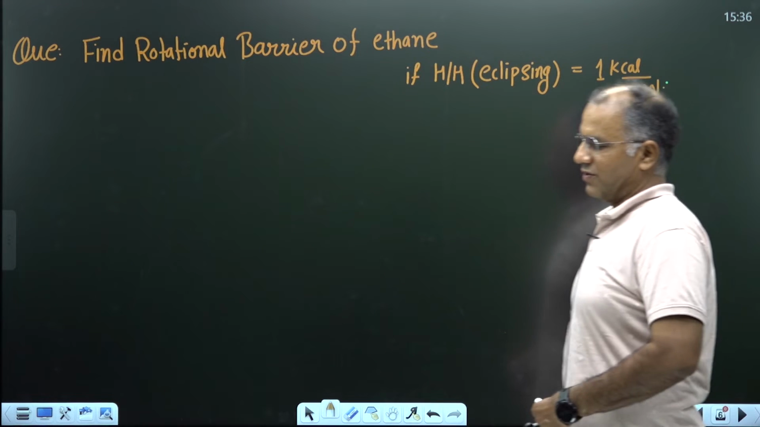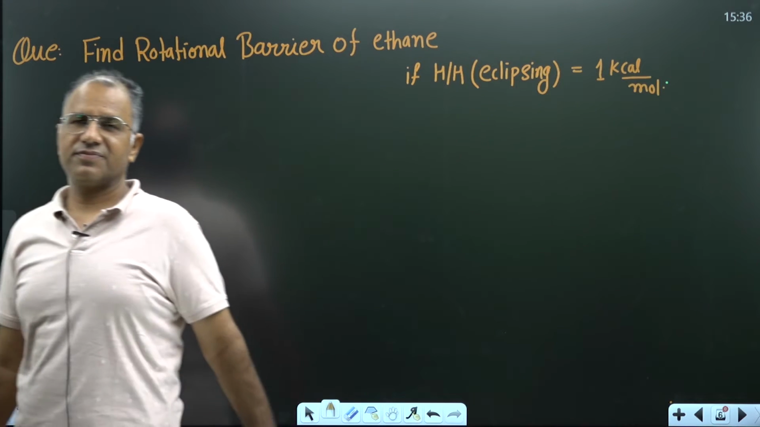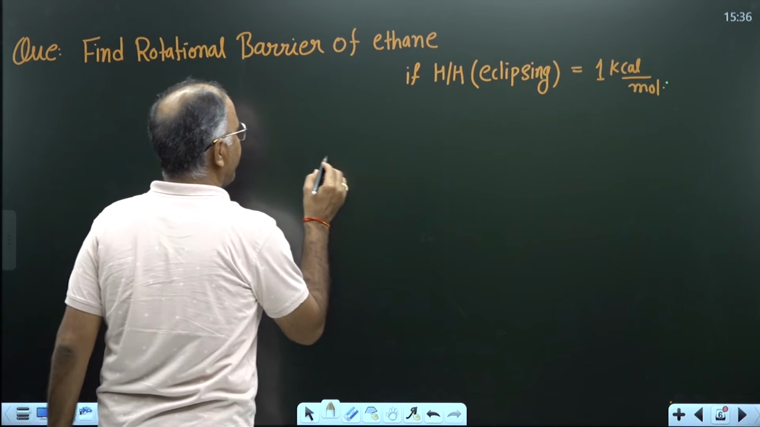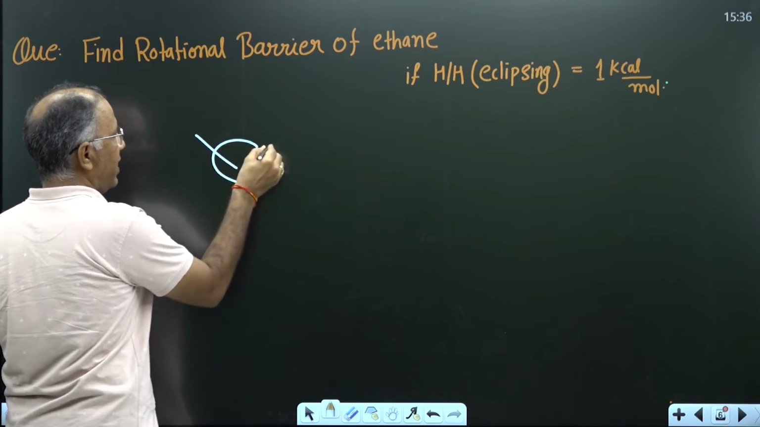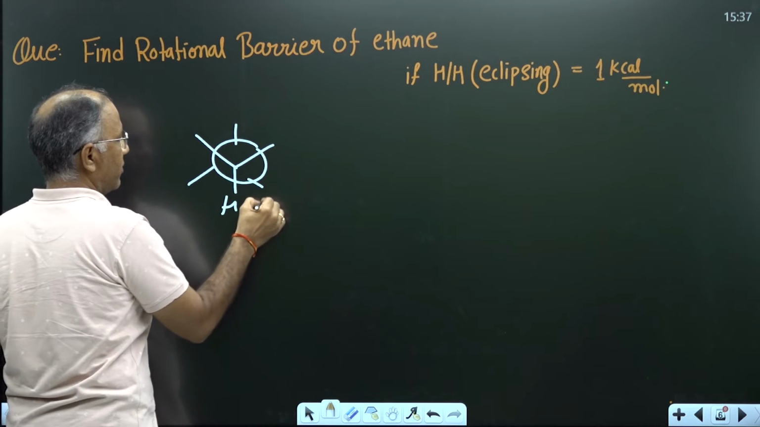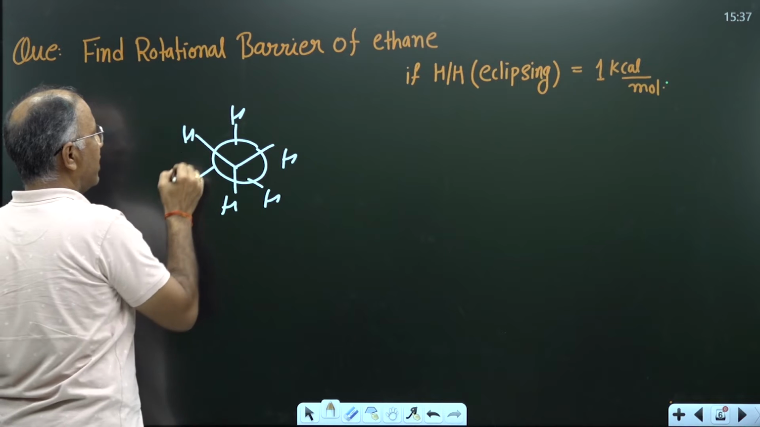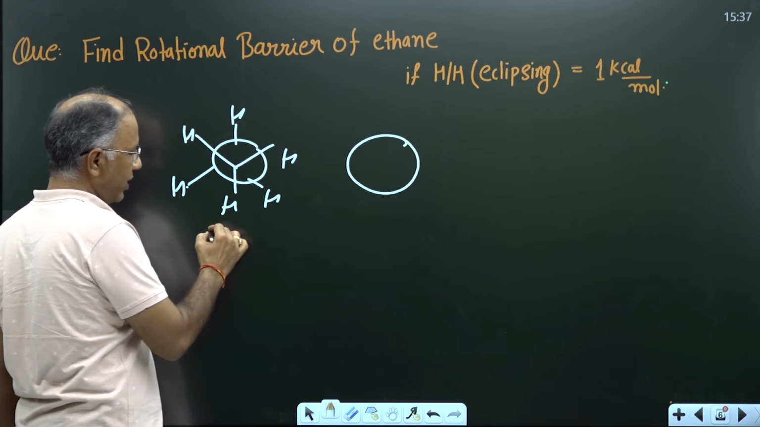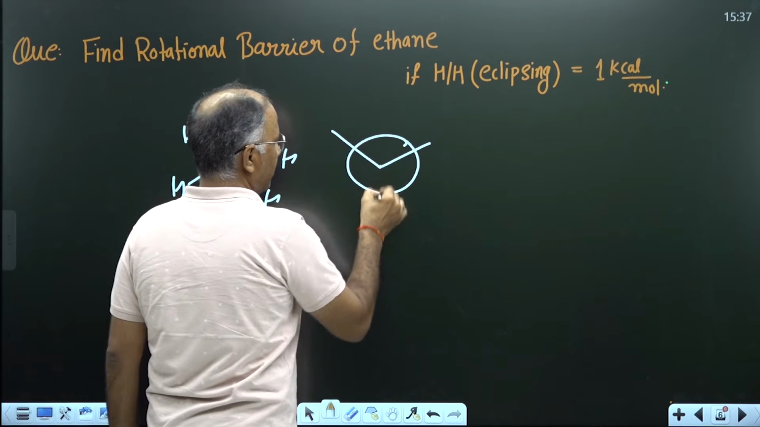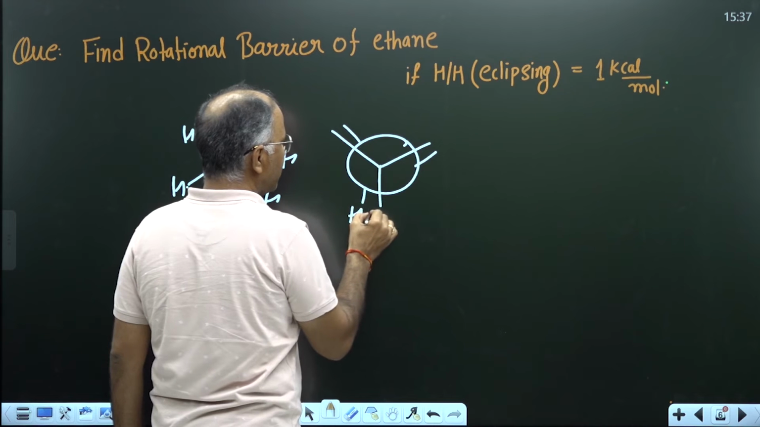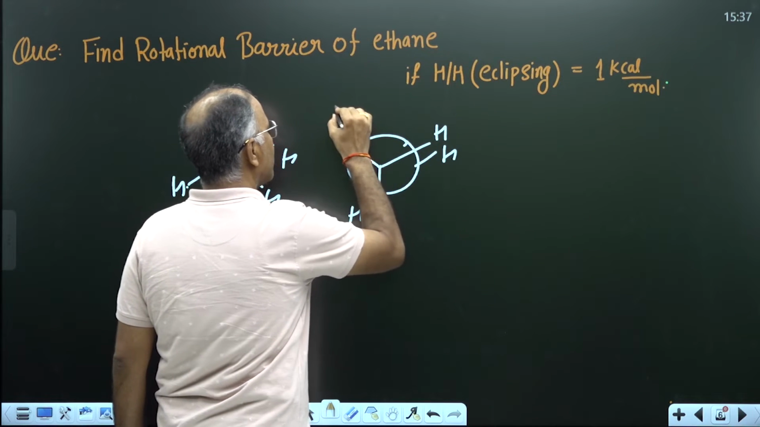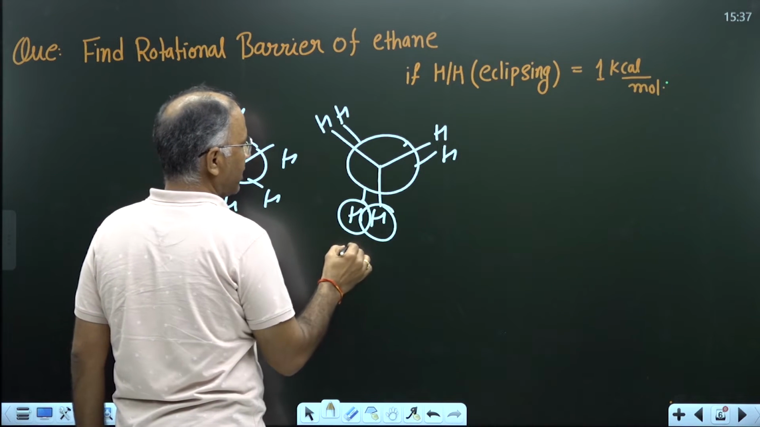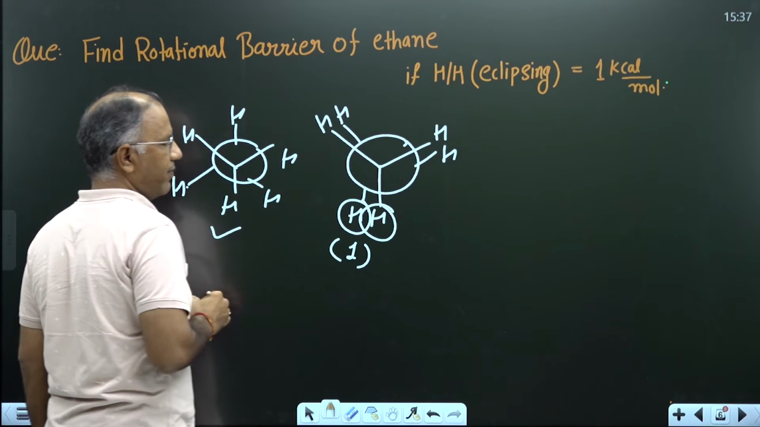Now try this question. What is the rotational barrier of ethane? Now as we know that rotational barrier is the energy difference between most stable conformer and least stable conformer. So this is our most stable conformer, staggered. Assume the energy of staggered as 0. Then next we have to draw the most unstable conformer of ethane. Now this is our most unstable conformer. In this, hydrogen is eclipsing, which means energy increases by 1 kilocalorie per mole.